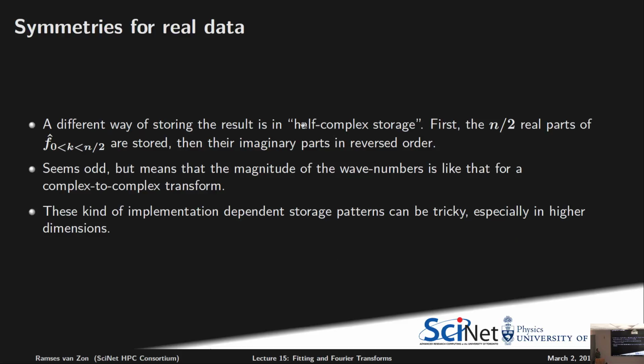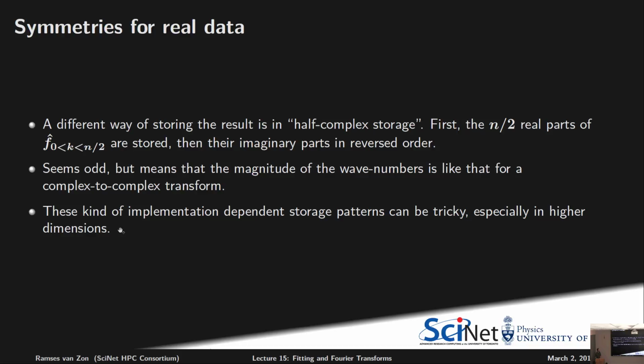You could store in what's called a half-complex storage, where the first n/2 are the real parts and the imaginary parts are in reverse order. There are advantages to different storage patterns. Essentially, you're going to read the documentation and say, okay, this is how I get my signal back. If you only deal with complex data, the complex case is the easy case. There's nothing superfluous, there's no loss in storage because you have to store everything. But for real data, this is something to be worried about.